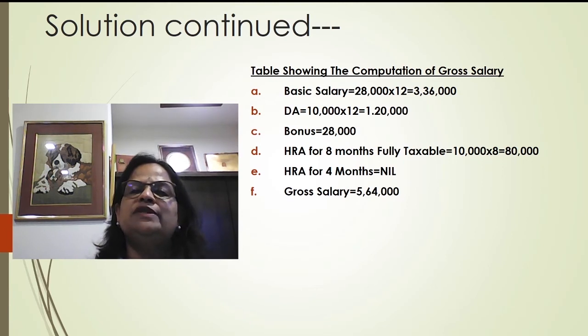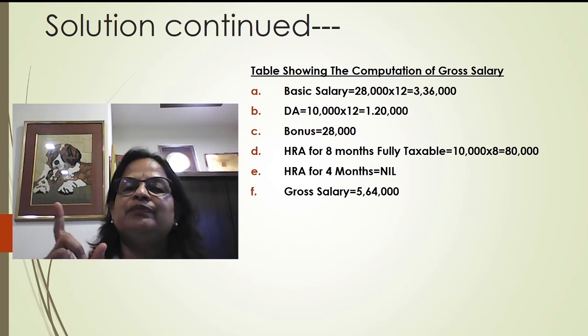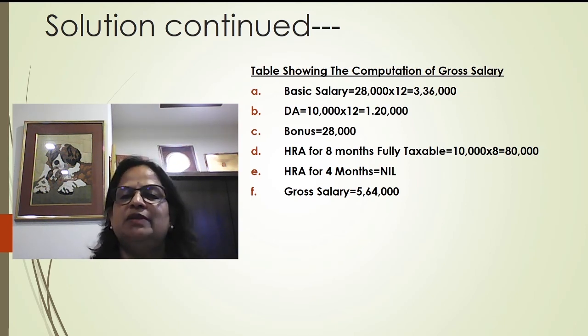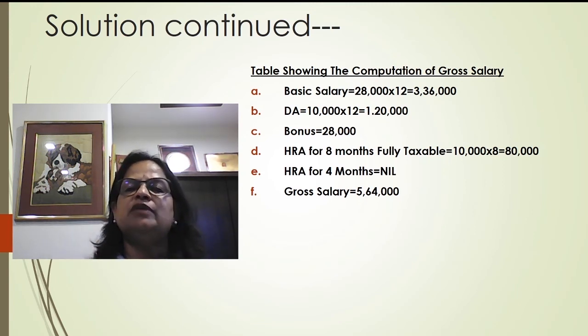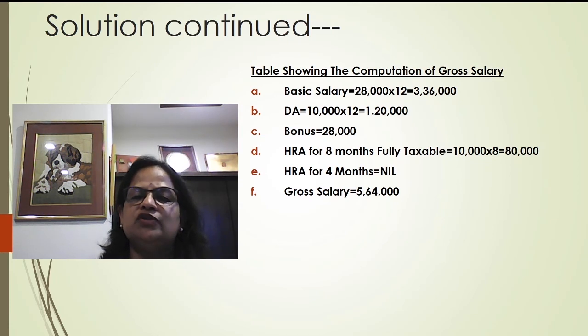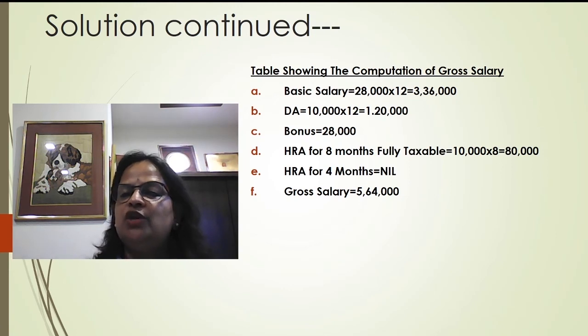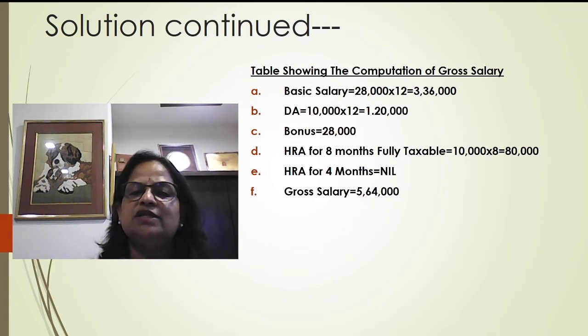Now we go to the table showing the computation of gross salary. Basic salary 28,000 into 12. Only for HRA we are taking it as 4 months partially exempt and 8 months fully taxable. Here we are taking the gross salary. Salary for 12 months: basic salary 28,000 into 12, 3,36,000. DA 10,000 into 12, 1,20,000. Bonus is 28,000. HRA for 8 months, fully taxable, 10,000 into 8, 80,000. HRA for 4 months, it's nil. So gross salary is 5,64,000.